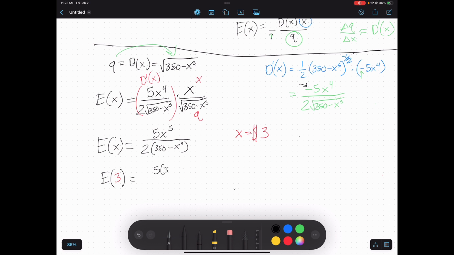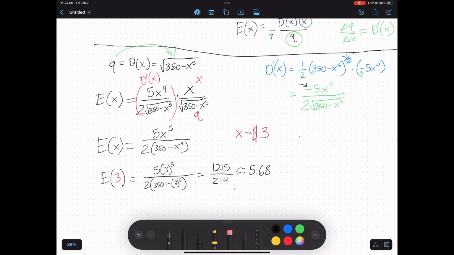I get 5 times 3 to the 5th over 2 times 350 minus 3 to the 5th. And I end up getting 1,215 over 214. Okay. Which, if you threw this into your calculator real quick, which I'll do right now, you should get something in between 5 and 6. And let me just double check that. 1,215 divided by 214. Yeah, sure enough, you get about 5.68.